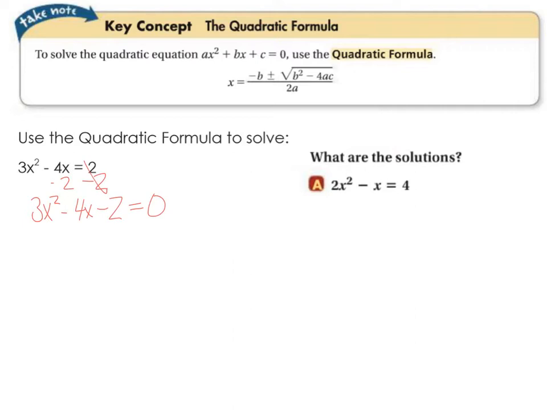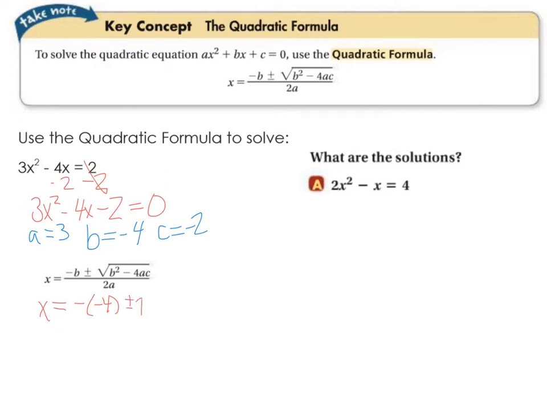And now I just need to label a, b, and c. So a is 3, b is negative 4, and c is negative 2. And then I'm plugging these into the formula. So I plug in the opposite of negative 4 plus or minus the square root of negative 4 squared minus 4 times 3 times 2. Oh, sorry, negative 2. All over 2 times 3.